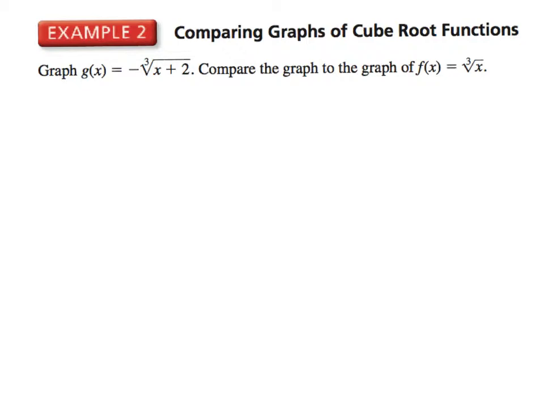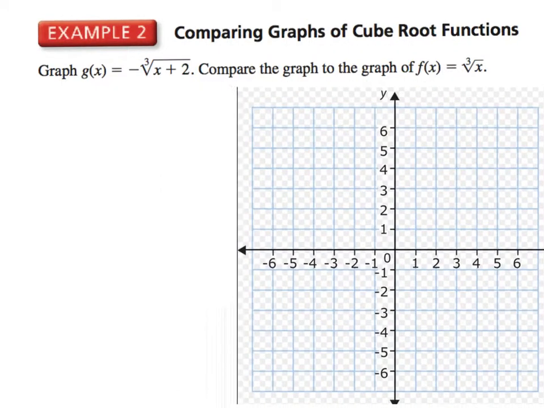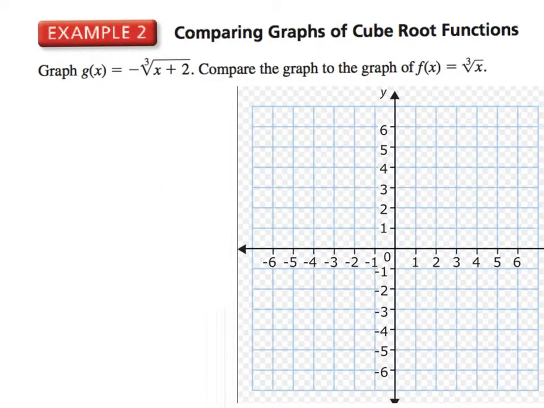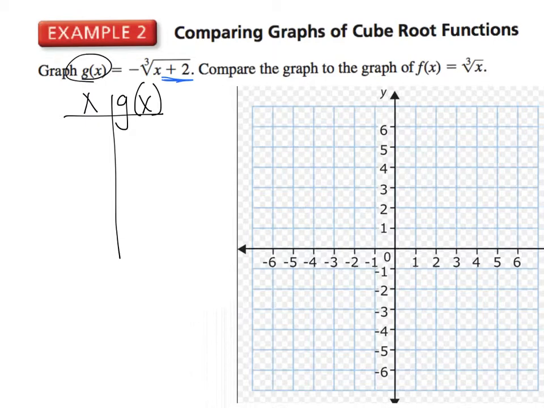Example number 2. Graph this and then compare it. Well, if you graph and compare, just look at it. What do you think's happening? Well, you know that it's going to go left, and it's going to be reflected. So I'm just going to plug in values of x and g of x. Notice I don't use y because that's not y. So what can I plug in? Well, I want to make this -8. So if I want to make this -8, I'm going to plug in -10. That gives me the cube root of -8, which is -2, multiplied by negative, which is +2.